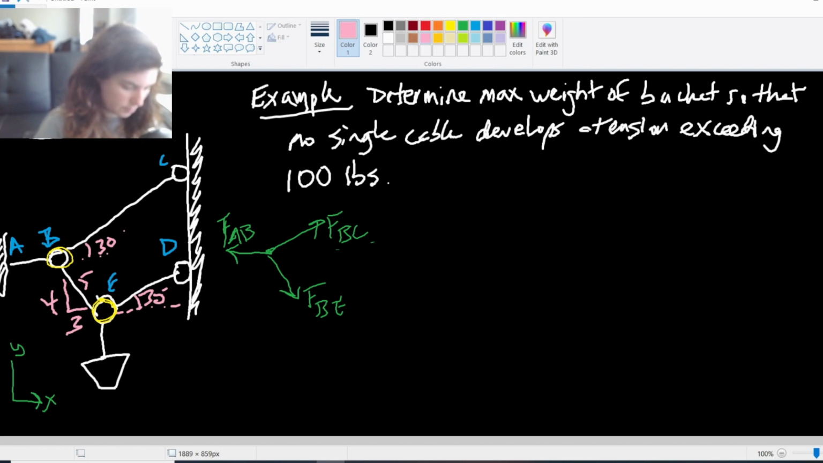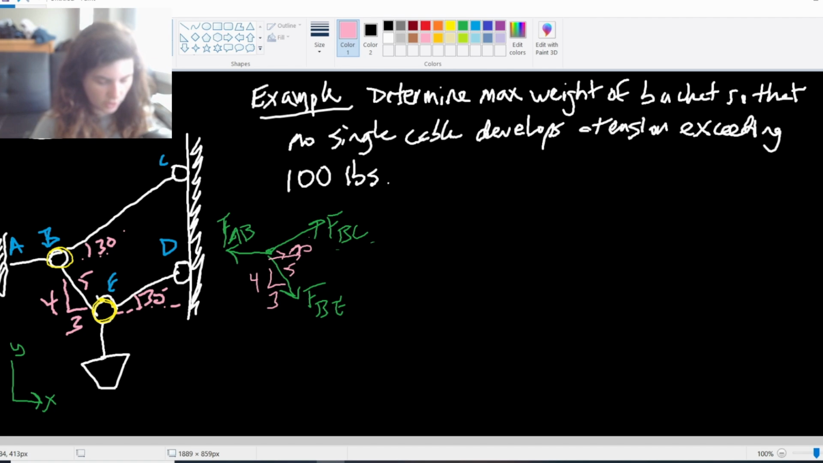All right, I'm also going to go ahead and put my angles on here just for my reference. I'll do those in pink. So this guy is 30 degrees. And then this guy we see has a 3, 4, 5 triangle. 3, 4, 5. So I'm just noting those in my free body diagram here. And I can go ahead and set up and solve with my equilibrium equations.